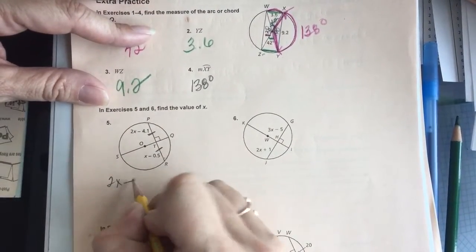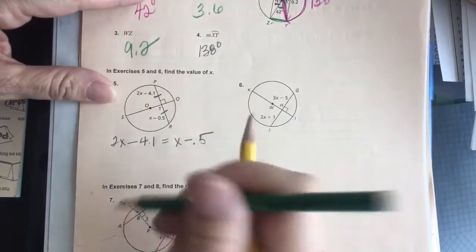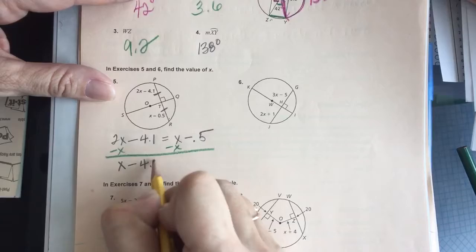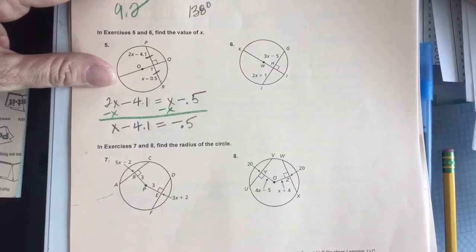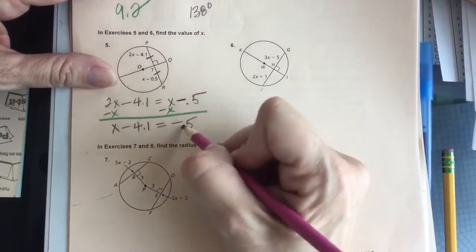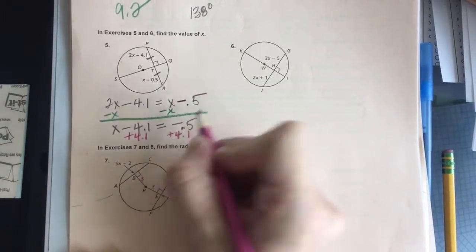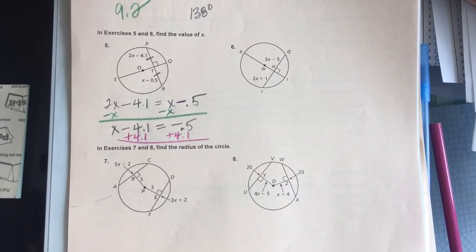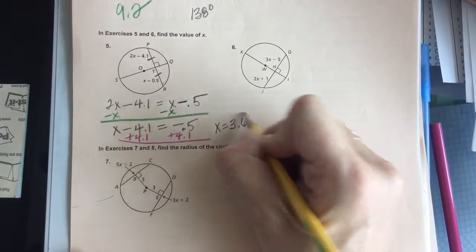So 2x minus 4.1 is equal to x minus 0.5. First thing I'm going to do is subtract 1x from both sides. That's x minus 4.1 equals negative 0.5. Don't forget to take that negative sign with you. After you've subtracted out x, it's negative a half that's left. Then I'm going to add 4.1 to both sides of the equation to find out what x is. Negative 0.5 plus 4.1 is going to give us 3.6. So x is equal to 3.6 here.